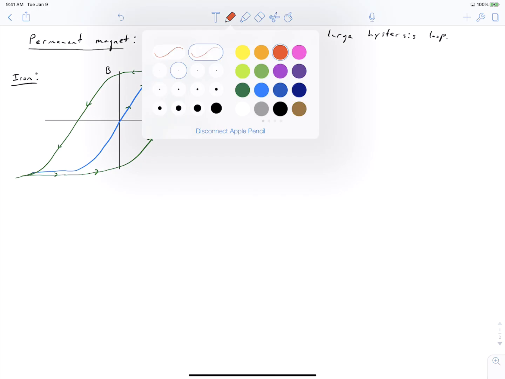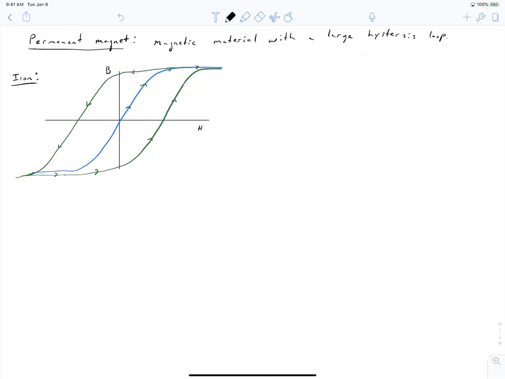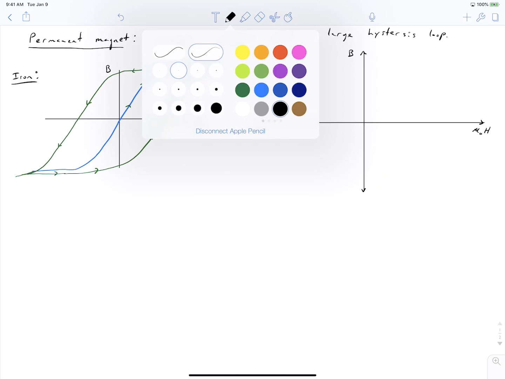And let's now sketch the BH curve for what a permanent magnet looks like. And we're going to do this with one modification. Instead of having our x-axis be H, we're going to have it be mu naught times H. And the reason that we do this is because magnets typically have a relative permeability of approximately 1. And so if we normalize this by mu naught, we can see the characteristics of the curve a bit better. And so what we have for a permanent magnet is a curve that resembles this.